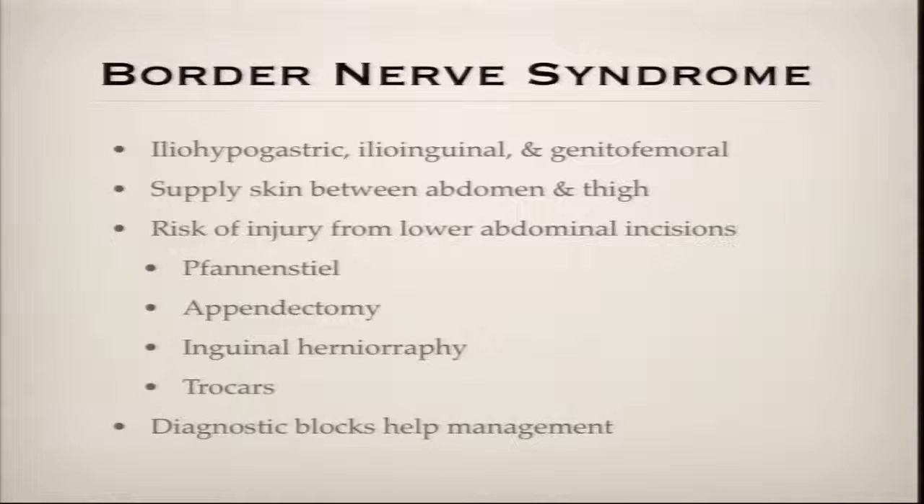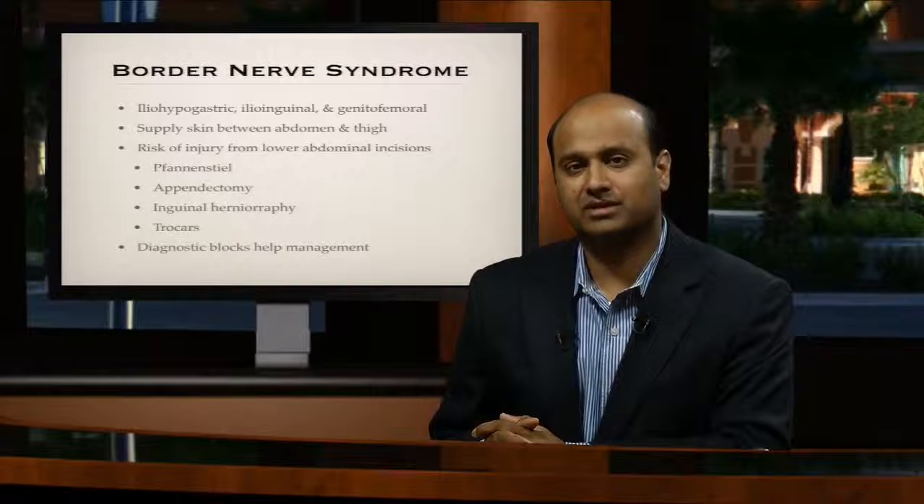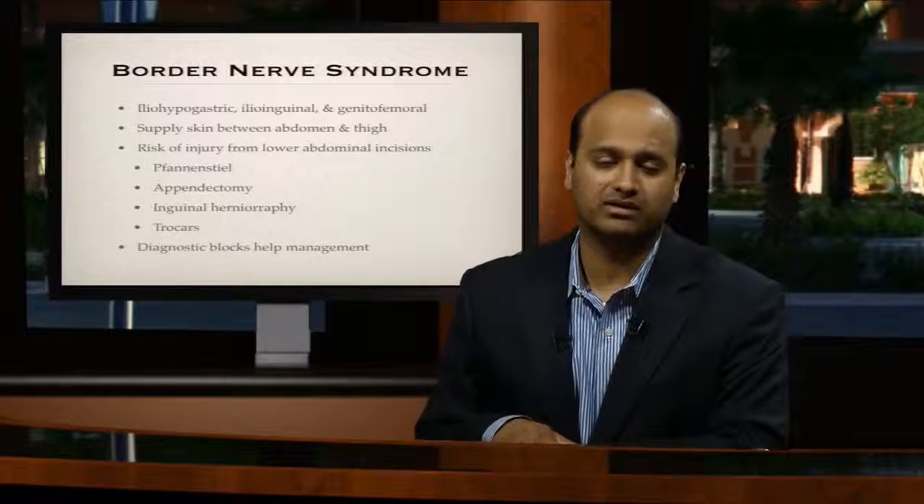Another example of chronic pelvic pain is border nerve syndrome. And border nerve syndrome is caused by three major nerves: iliohypogastric, ilioinguinal, and genitofemoral nerves. And these supply the skin to the abdomen and the thigh. Now there is a risk of injury to these nerves from a variety of operations, and this is often the cause of these chronic pain conditions for patients. Pfannenstiel incisions for C-sections, appendectomies, inguinal herniorrhaphies, and trocars from laparoscopic surgery. Often these can be debilitating pain conditions, and simple injections can lead to diagnosis and sometimes treatment of these pain conditions.